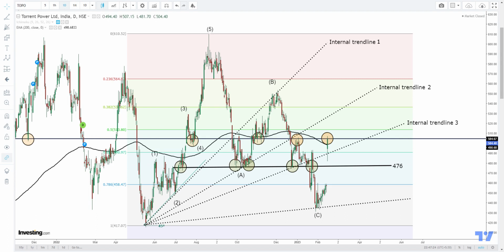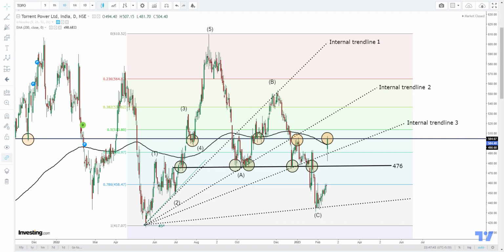So you see there is a rejection. Then again it went above. Again it took a rejection from internal trend line 1, and again it fell down. Once it broke this particular internal trend line and Fibonacci 50%, the rejection, the downfall was very sharp.